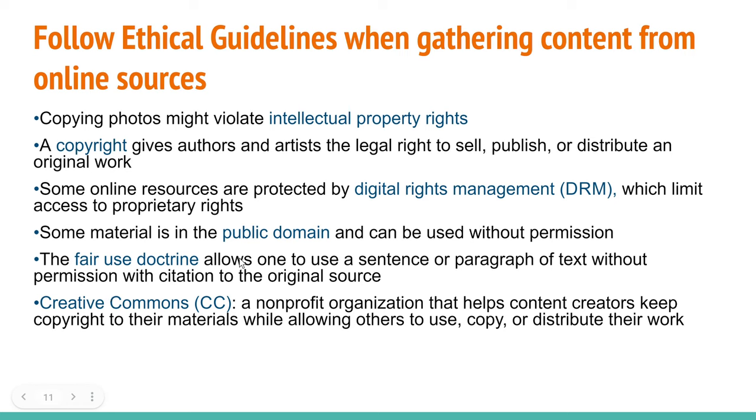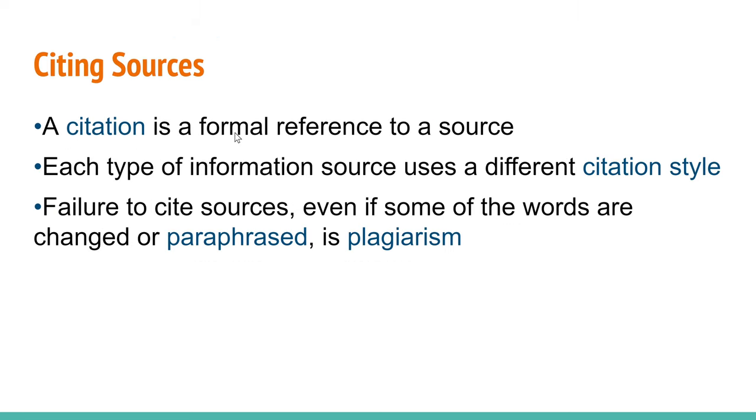The Fair Use Doctrine allows one to use a sentence or paragraph of text without permission or with citation to the original source. Creative Commons, a nonprofit organization, helps content creators keep copyright materials while allowing others to use, copy, and distribute their work. Citing sources: a citation is a formal reference to a source. Each type of information source uses a different citation style. Failure to cite sources, even if some words are changed or paraphrased, is plagiarism.